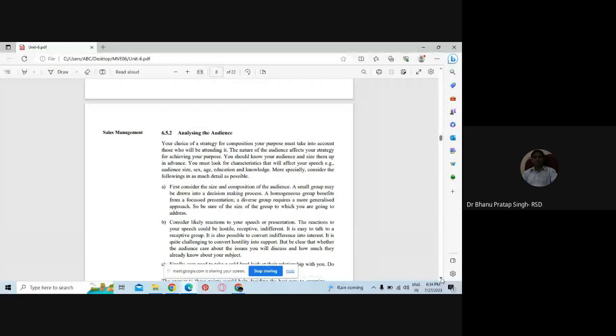So one should know about the audience, their size, in advance, and there are some important points which have to be followed for analyzing the audience. First, consider the size and composition of the audience. The second is to consider the reactions, feedback, or questions which are coming from the audience side during the presentation.